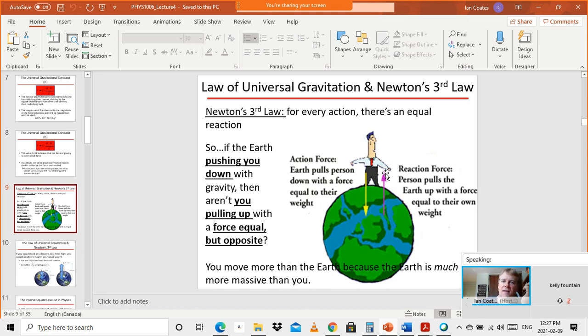And it is true. Even when you walk on the floor, the floor is pushing back at you. There's always this opposite and equal reaction. So you move more than the Earth because the Earth is much more massive than you are. The Earth is exerting a force on you, and you are exerting a force on the Earth. But the mass of the Earth is so much more than ours, so we're the ones that show movement.